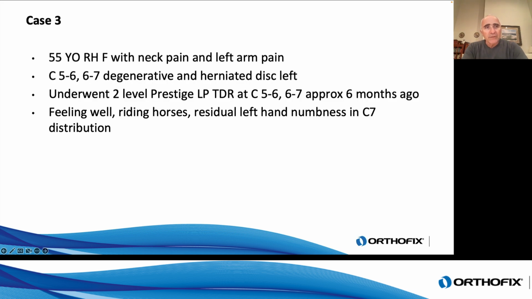Here's our third case, which is a 55-year-old female with neck pain and left arm pain. She had C5-6 and C6-7 degeneration, along with herniated disc along the left side. She underwent 2-level Prestige LP disc replacement at both levels approximately 6 months ago. She's feeling well. She's riding horses. She has still some residual left-hand numbness in the C7 distribution.